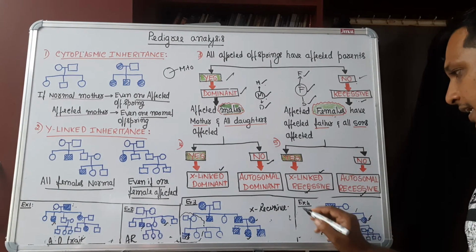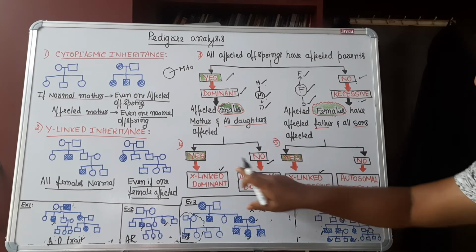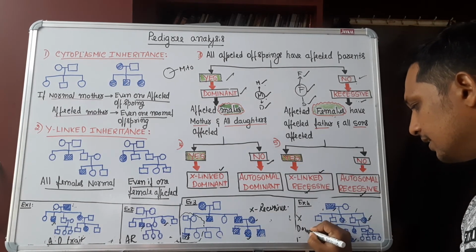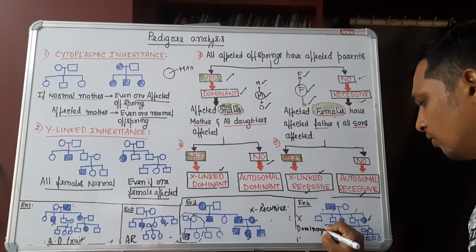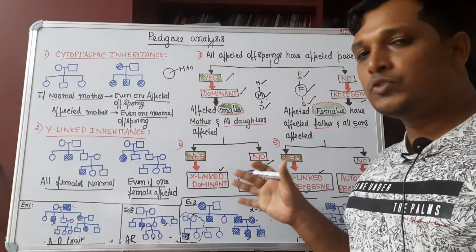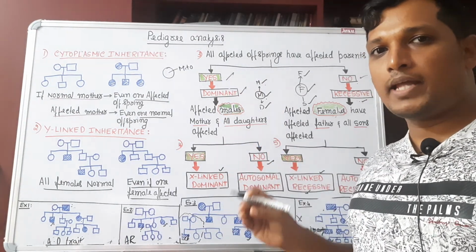Hence, it is an X-linked dominant trait. So this is how we can solve pedigree charts easily by using these tricks. I hope you liked it. Thank you.